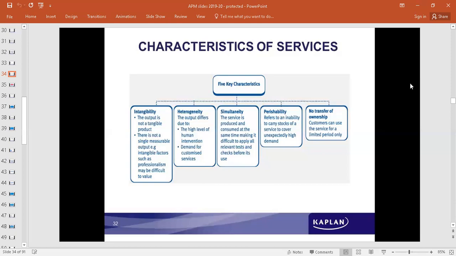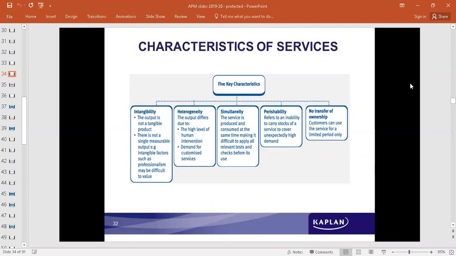But the service that is provided, that service is intangible. Tangibility is not there. Products are tangible. We can see the physical form of the product, seen, touch, felt, etc. But the services are intangible. The output is not a tangible product. There is not a single measurable output. Intangible factors such as professionalism may be difficult to value. So we cannot see the service that is provided. It is not tangible. Second one is heterogeneity.